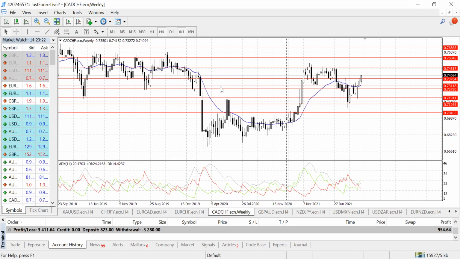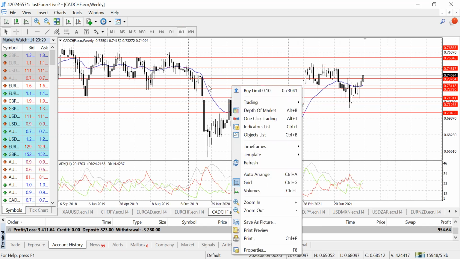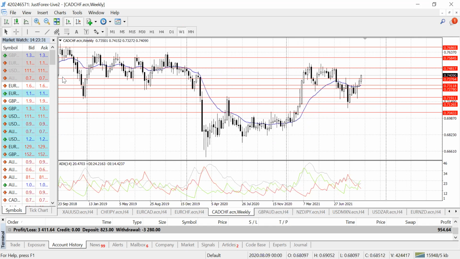Okay, this chart, or these drawings, these supports and horizontal lines, were made by one of my students some time back, and I had not removed them from the chart. So let me just add a new one.